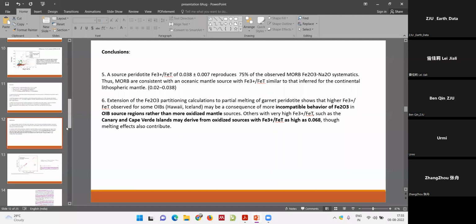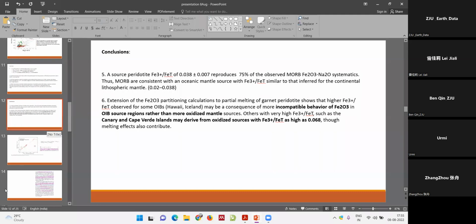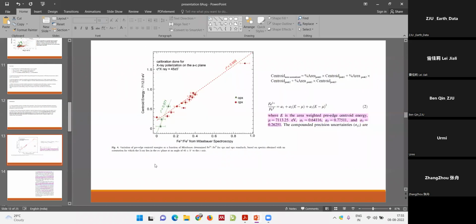And for this particular study, they have used XANES to calibrate and measure the Fe3+ concentration in the experimental samples. The calibration has been done using the Mössbauer spectrometry data, and this is the centroid energy. These are the reference curves that have been drawn based on the standards. And what is the centroid energy? The area normalized centroid energy can be explained by this particular equation, and this is the final equation that has been used for calculation of the Fe3+/Fe total concentration.